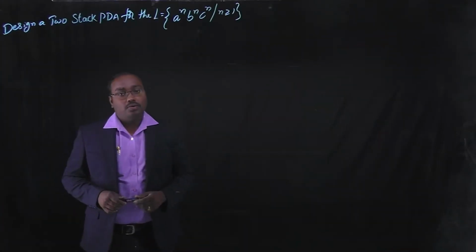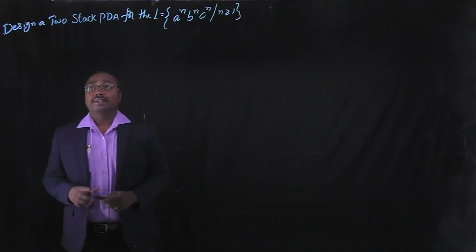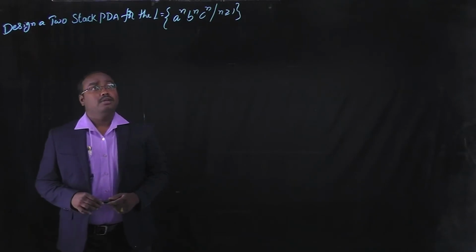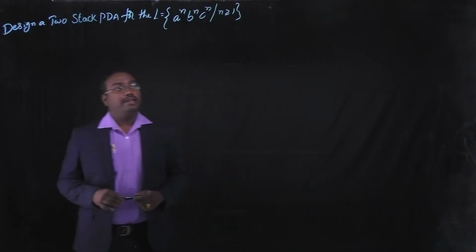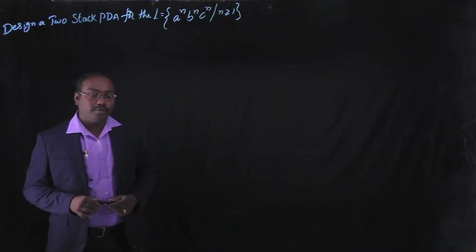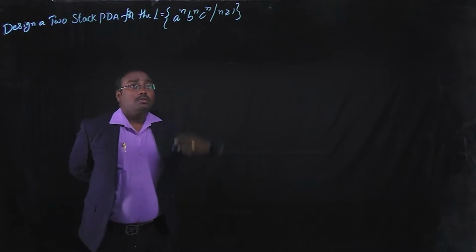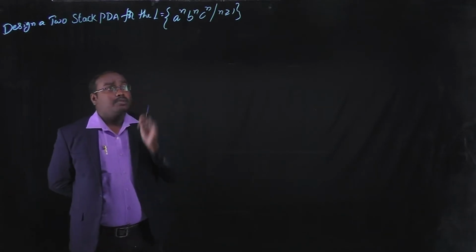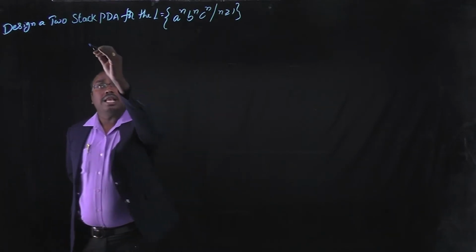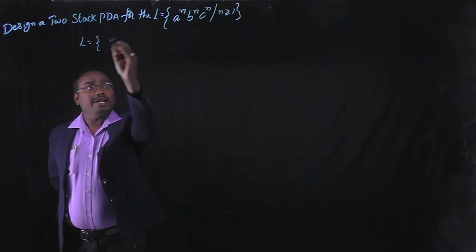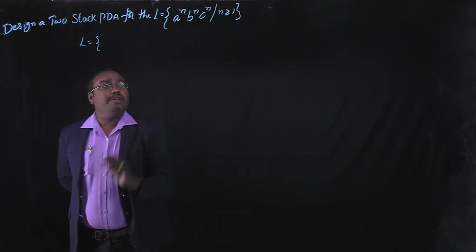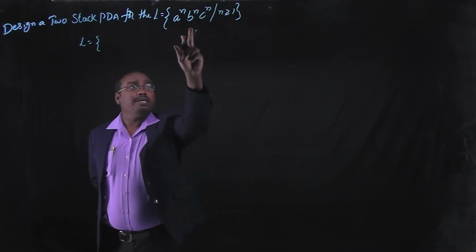We'll see one example. Design a 2 stack PDA for the language L equal to a power n, b power n, c power n, where n is greater than or equal to 1. So what is the logic? First of all, we have to write the language. What are the strings in the language? a power n, b power n, and c power n. So a number of A's followed by B's and C's.